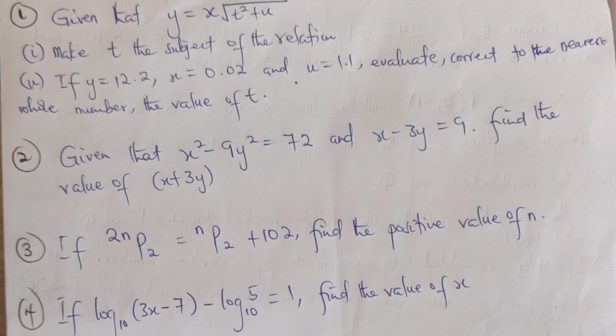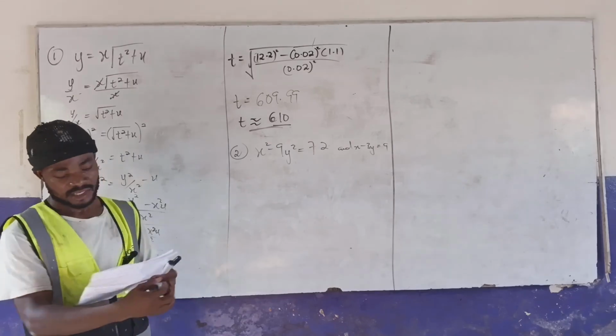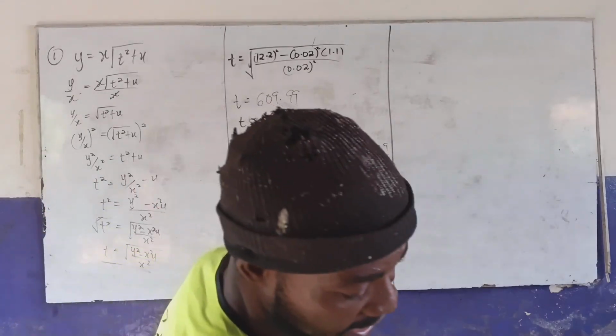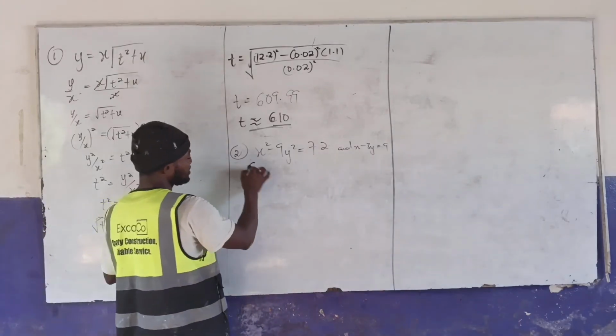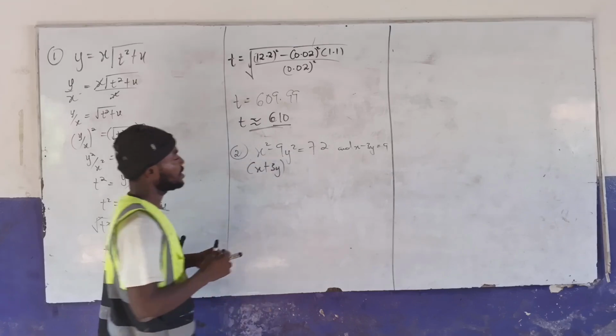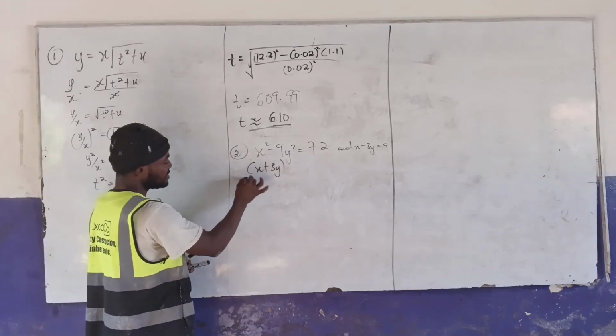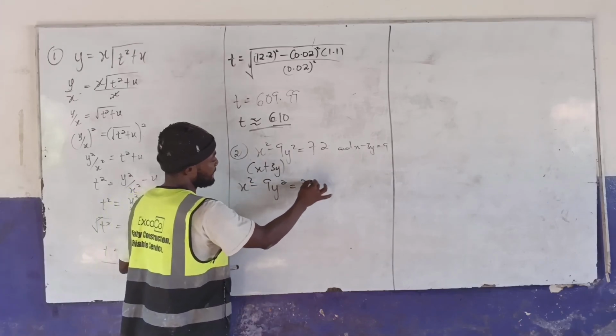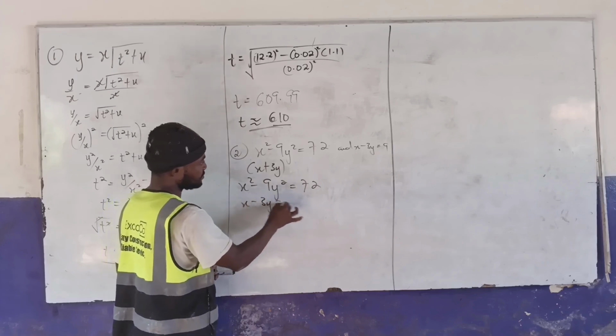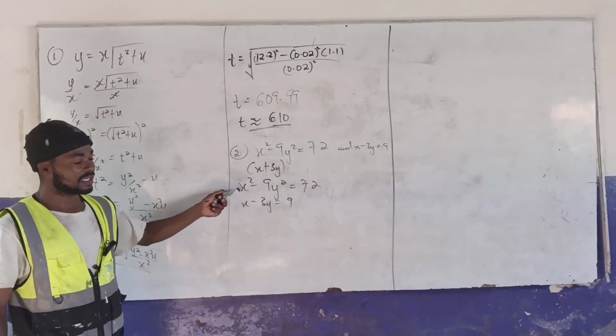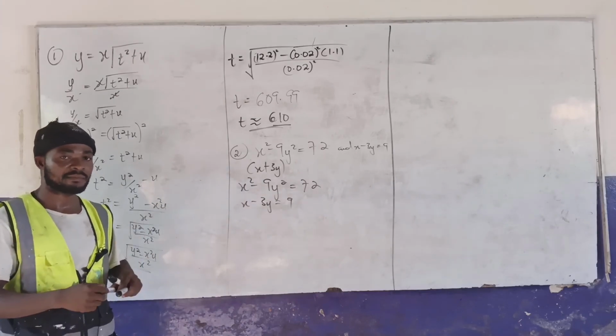The second question says, given that x squared minus 9y squared is equal to 72 and x minus 3y is equal to 9, we have to find the value of x plus 3y. Now this is the concept of difference of two squares, so we have to apply that particular property.